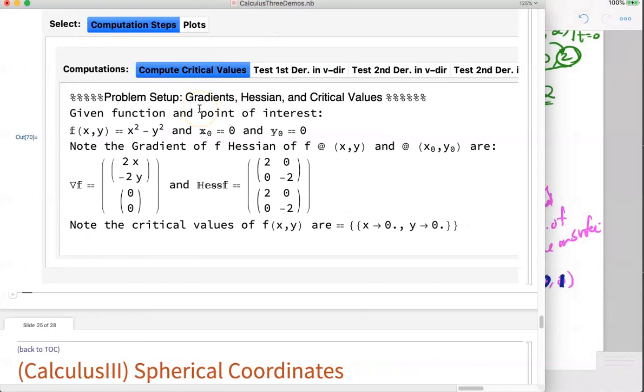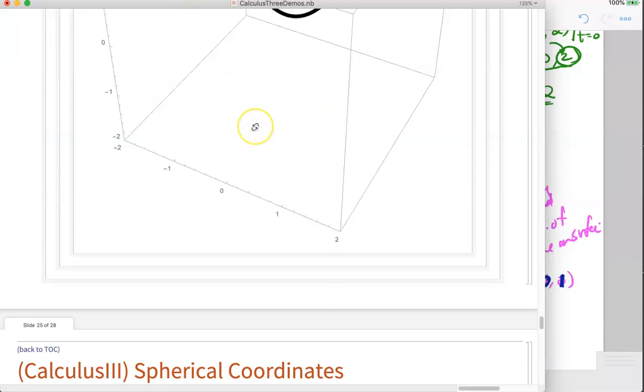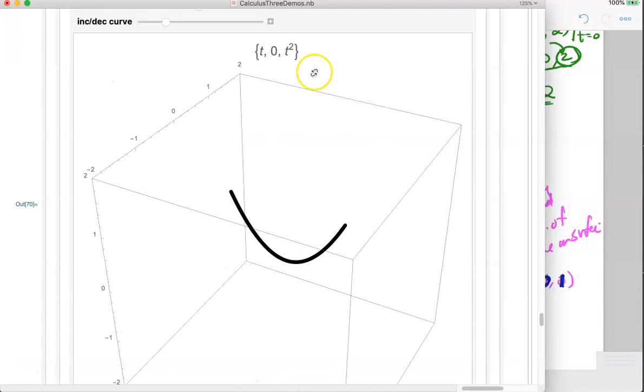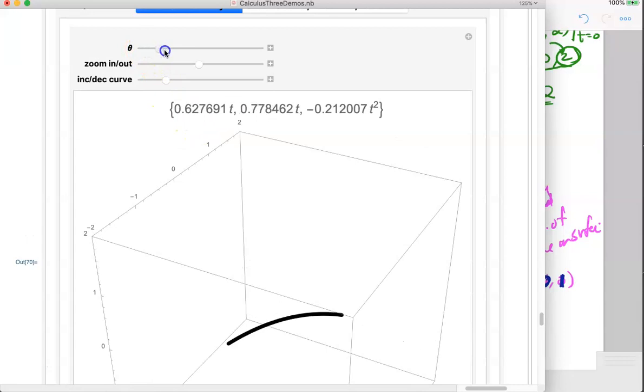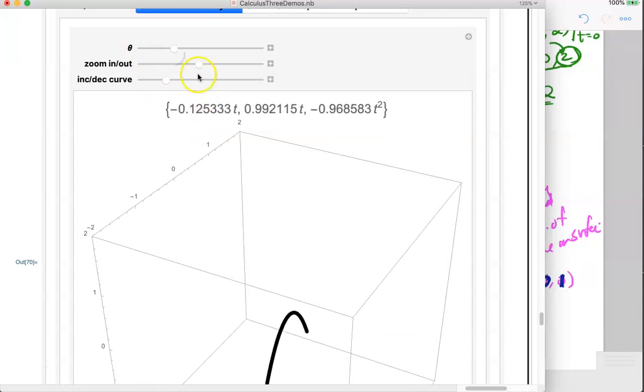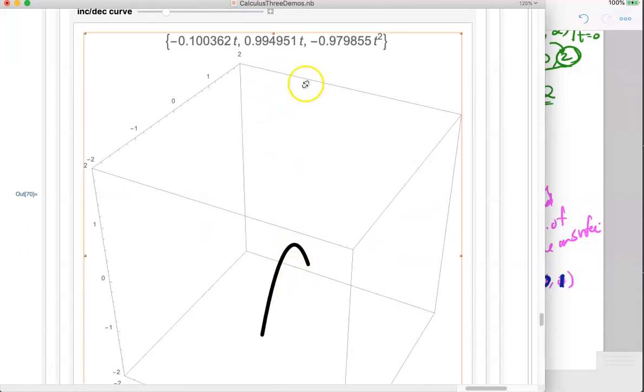We have a very important special case. This function f of x, y is equal to x squared minus y squared. If we were to look at some plots of that, we can see here that what we're seeing is the curve on the surface. So if we had a straight line in the x direction, we're seeing t, 0, t squared. We're seeing a parabola that is opening upward. But if you change direction, right there to the y direction, we're seeing a parabola that is opening downward. You've got the minus sign on the t squared.